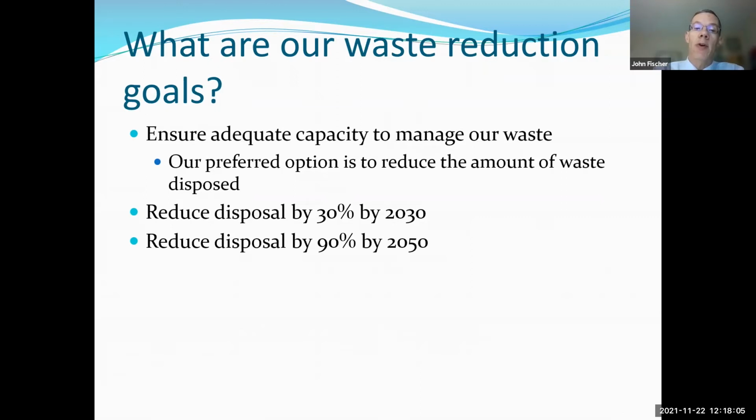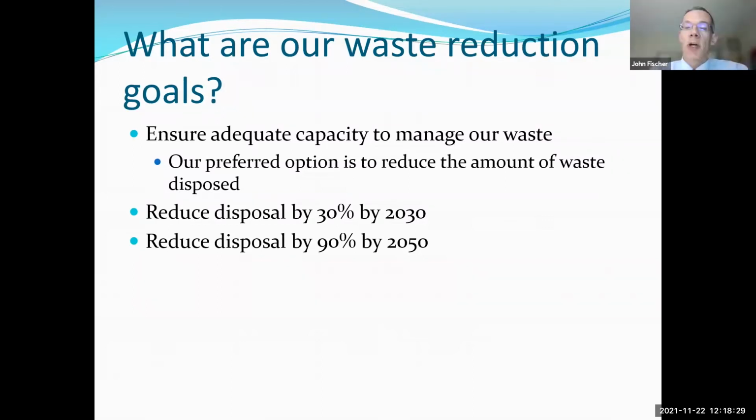And so we have a goal for 2030 to reduce our disposal by 30%. So that's about a 1.7 million ton reduction on an annual basis. And then our longer term goal is to reduce our disposal by 90% by 2050, which we believe essentially equates to a zero waste future for Massachusetts.